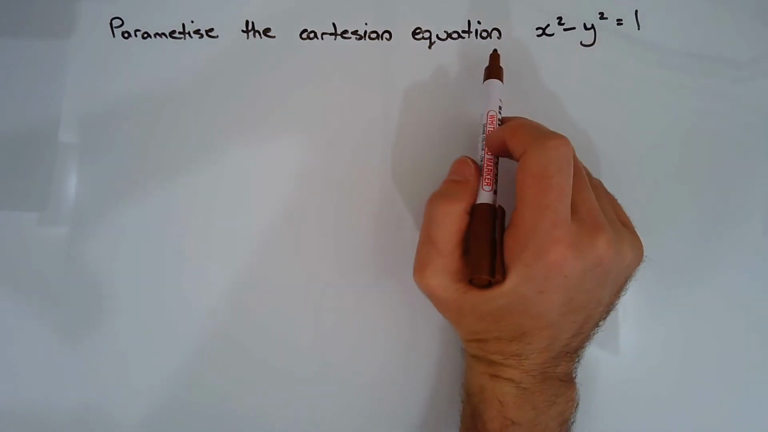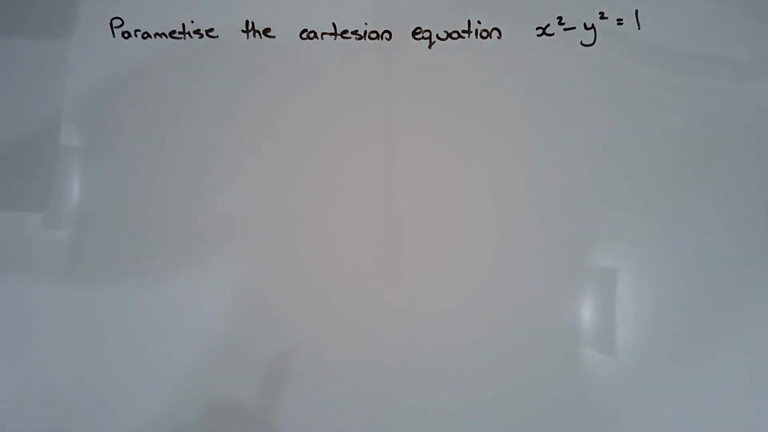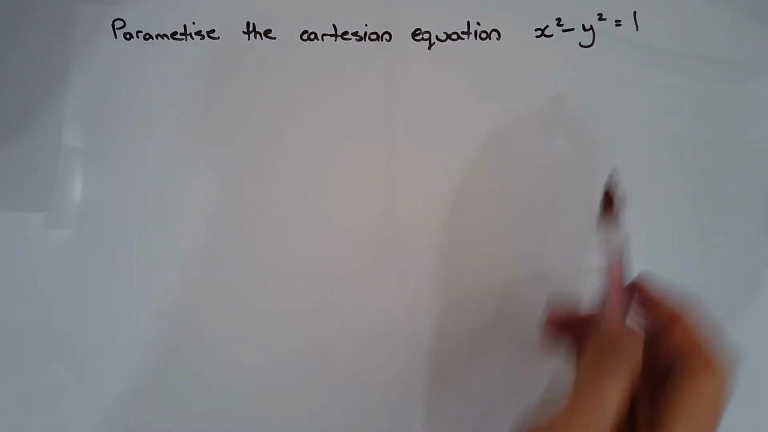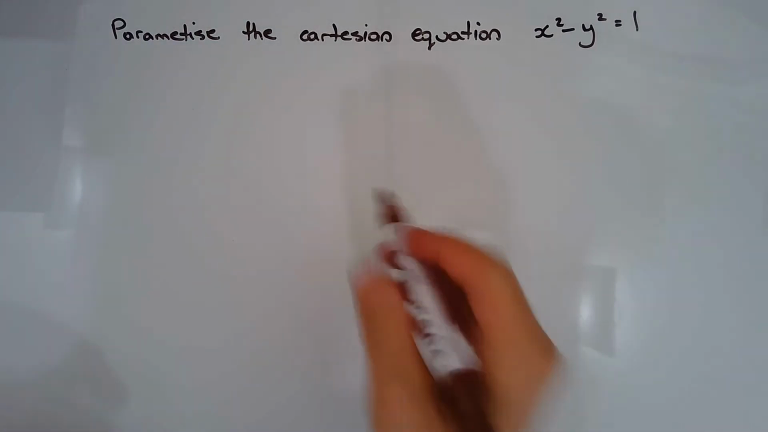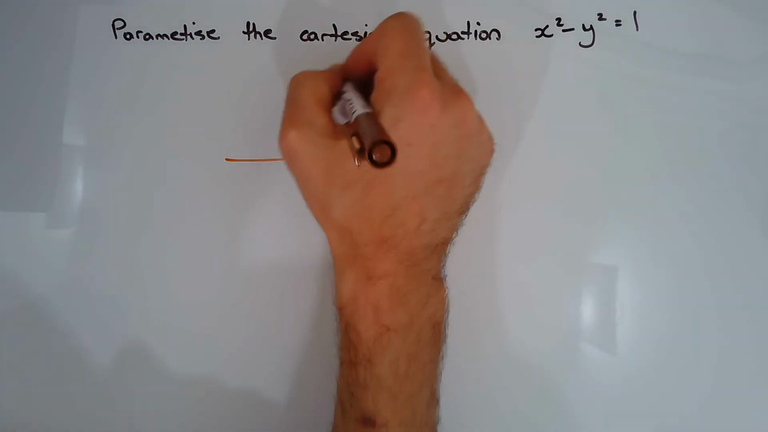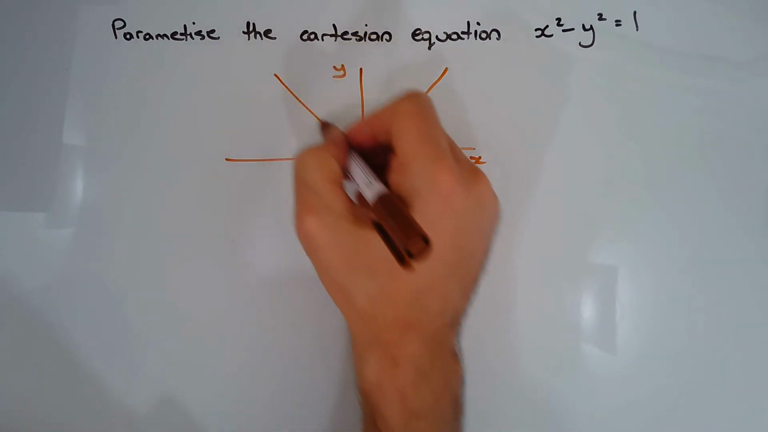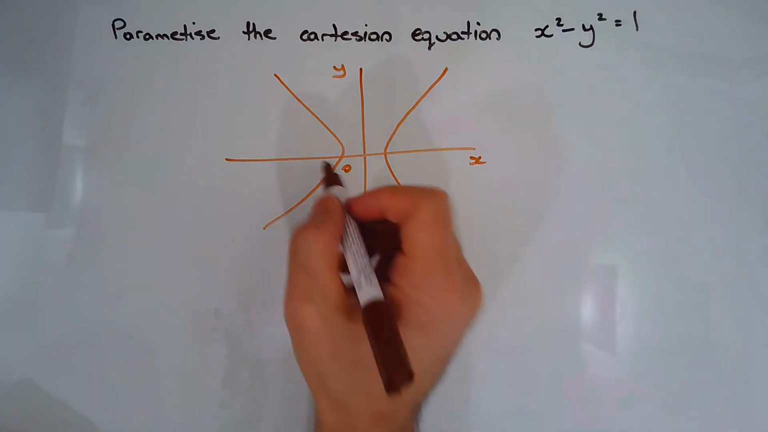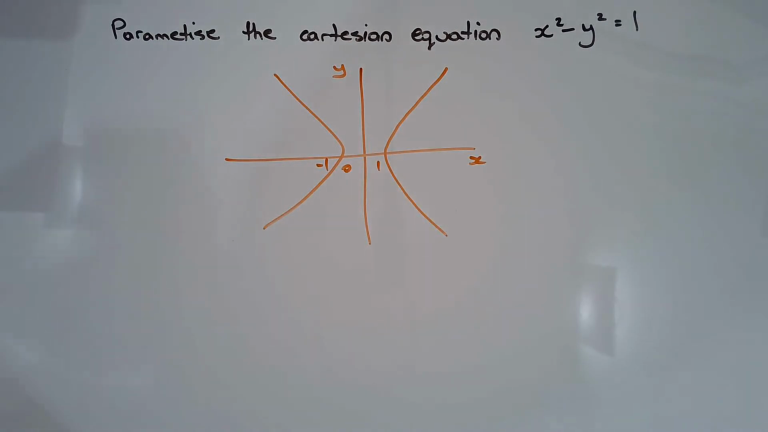So we're going to parameterize the Cartesian equation x squared minus y squared equals 1. Now at this point, I would invite you to maybe pause the video, graph this equation, x squared minus y squared equals 1. You actually get a rectangular hyperbola. So it looks something like this. So I guess to save you a little bit of time. Okay, so you can graph this at any time, of course, and convince yourself that it's going to look something like that. And it's going to intersect with the x-axis at -1 and +1.